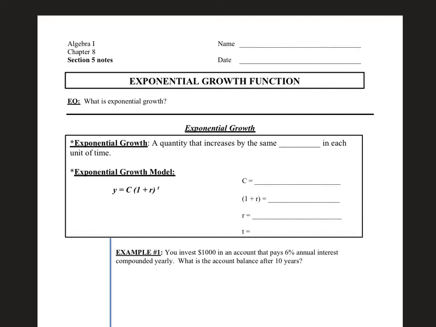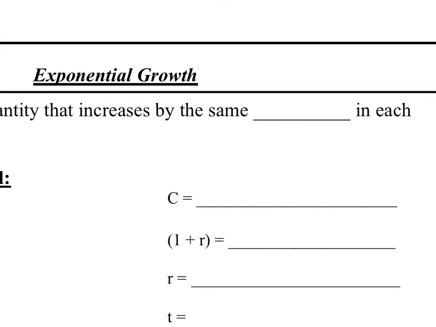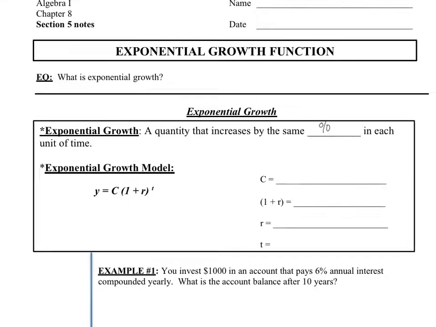It's really useful with banking, with interest on accounts and stuff like that, and modeling. For example, we're going to be talking about chipmunk populations here. So modeling populations, modeling in general, is a really useful application of the exponential growth function. Okay, so let's get right into it. Exponential growth is a quantity that increases by the same percent in each unit of time.